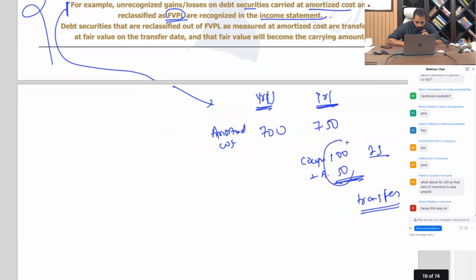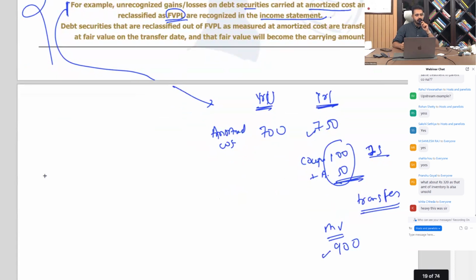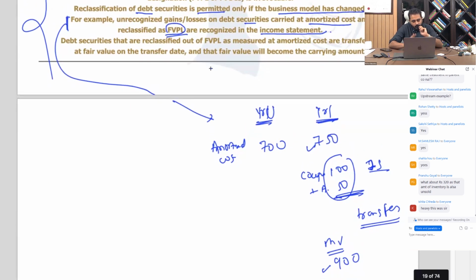Now, this 150 is already booked into income statement, so you have nothing to worry. However, market value of this bond today happens to be 900. So what you do now, you change the asset value from 750 to 900. And that 150 difference, you put that in the P&L. Why? Because now it has become FVPL. So FVPL, realized, unrealized, all the gains now go to income statement. And if you didn't understand that part, it's okay. Just know it's okay to move debt securities from amortized cost to FVPL.